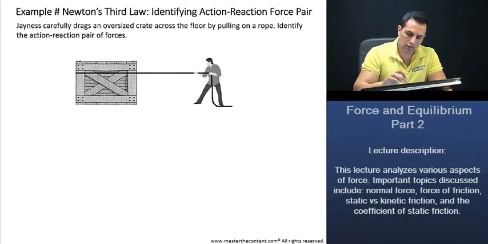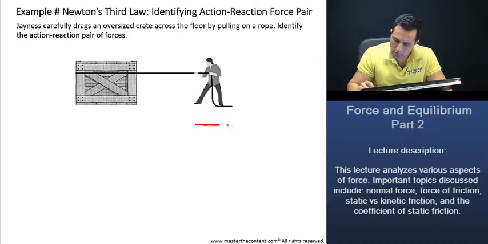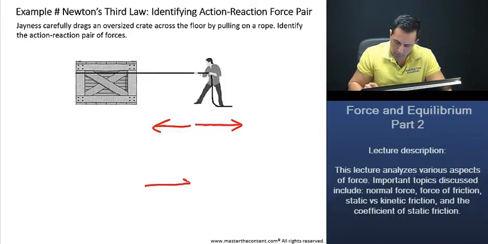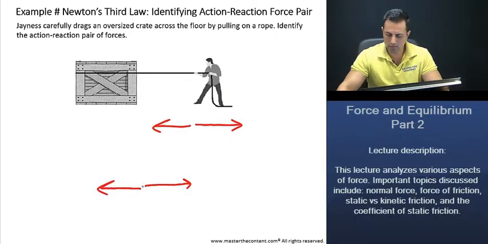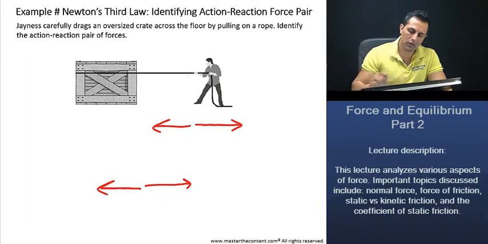Knowing that there's contact between Janus and the rope, and I'm just going to do it a little bit lower, I'm referring to the contact here between the rope and the crate. So this point is the rope and the crate, and this point is Janus and the rope.